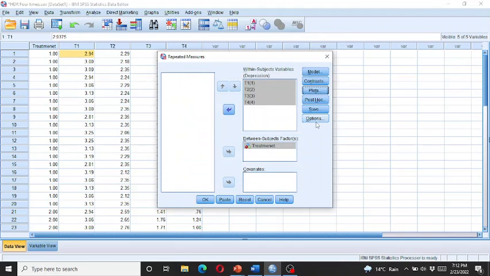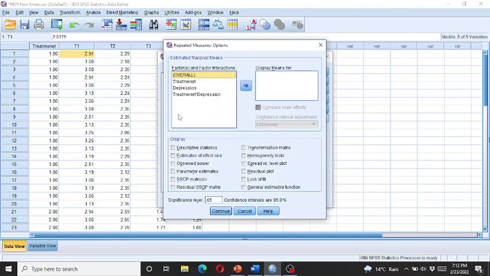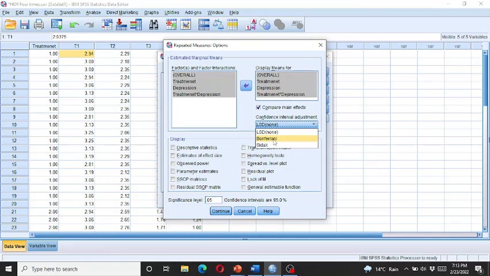So we have the post hoc analysis. You can enter this and you can choose any of these things. Here I choose the Bonferroni. Coming to the options, you just simply select all of these factors, enter them here, and then click on the compare main effects. And again here choose the Bonferroni, that is the confidence interval adjustment.